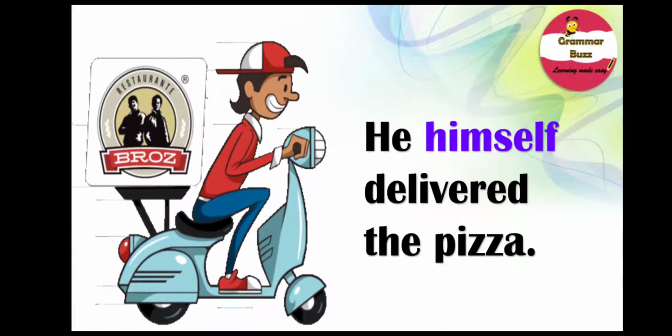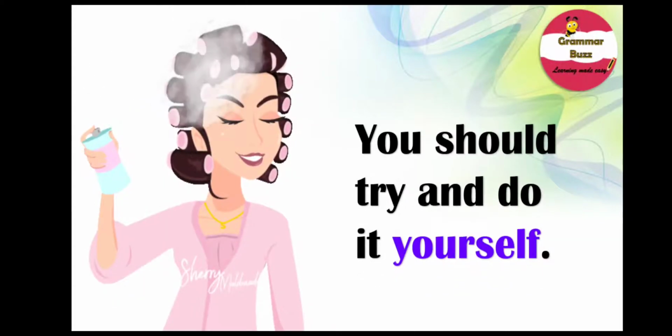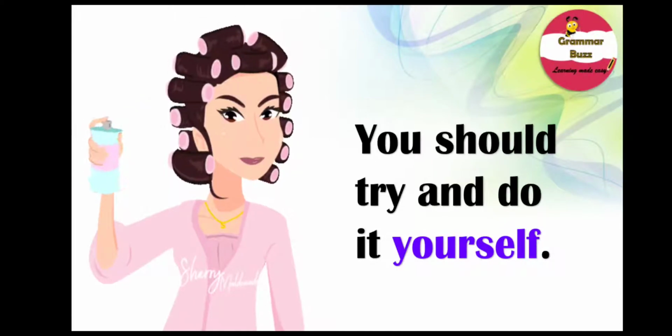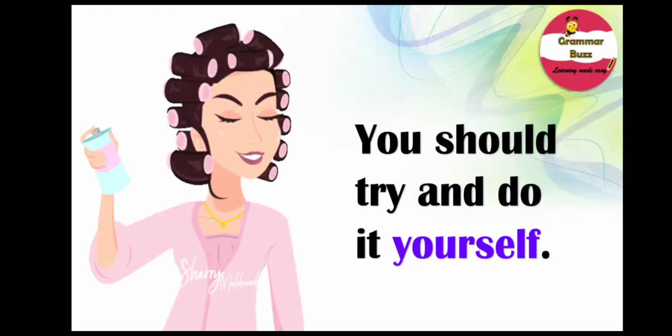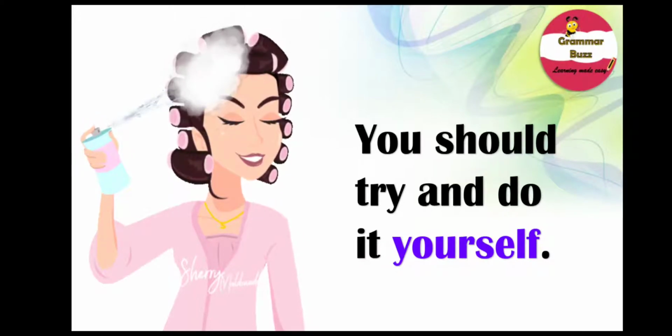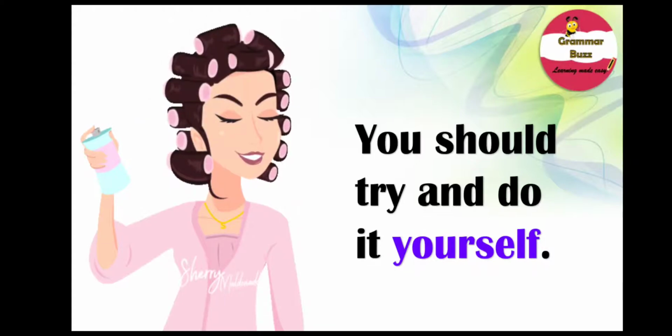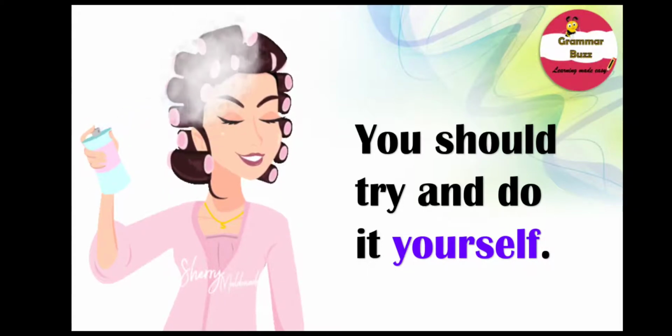Okay. What about this sentence? It says, you should try and do it yourself. Note, in this sentence, yourself is not placed after the subject you. It is placed at the end of the sentence. So, does it mean it is not an emphatic pronoun? Well, just because it is not placed immediately after you, it does not mean it is not an emphatic pronoun. It is certainly an emphatic pronoun.